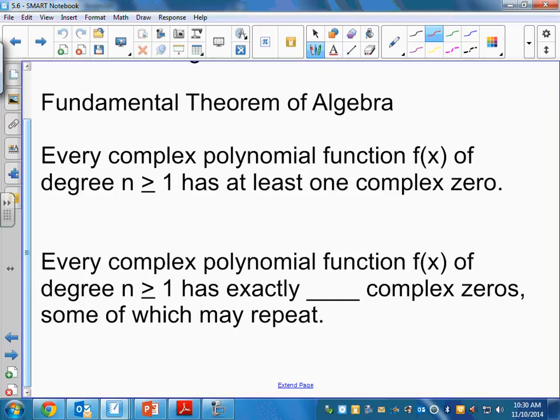But this is the add-on to it, the really important part. Every complex polynomial function of degree greater than or equal to 1 has exactly n complex zeros. Some could be repeated zeros, so like -2 might count twice, but that's still counting the multiplicity. So if you have a degree 5 polynomial, you will have 5 total zeros. Some might be real, some might be imaginary, but you'll have 5 answers altogether.